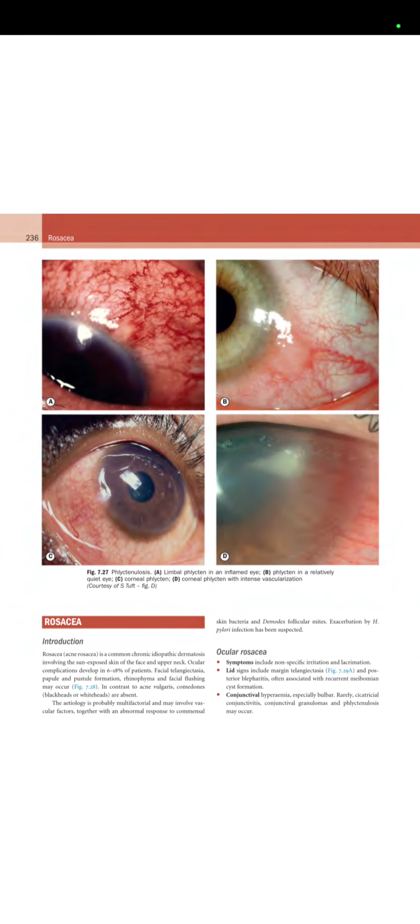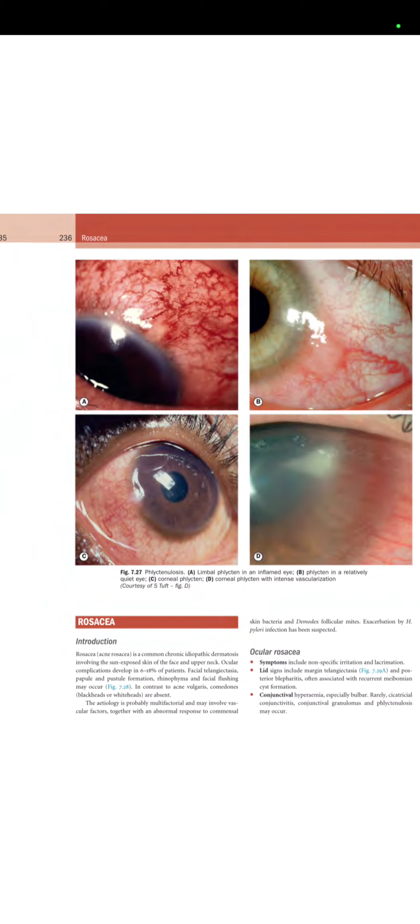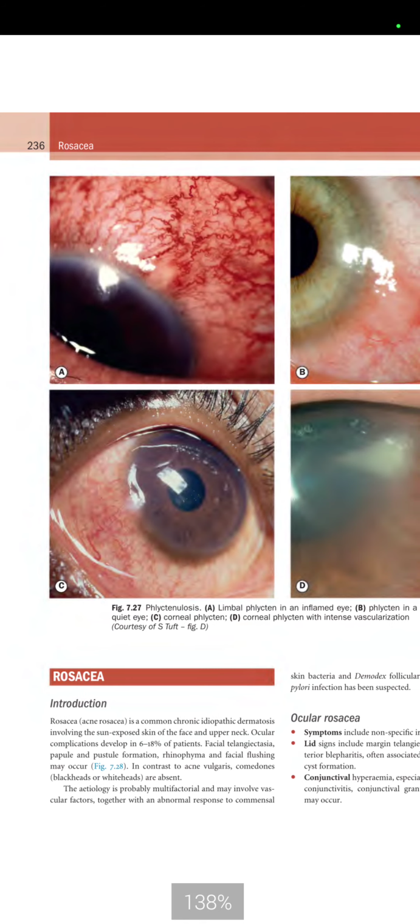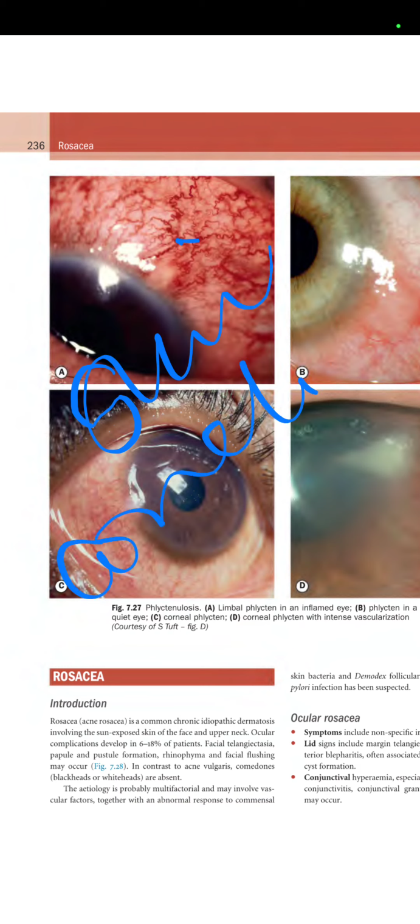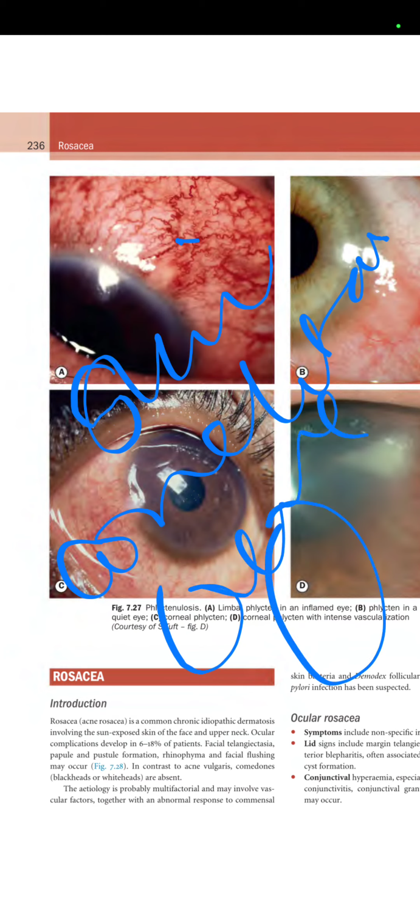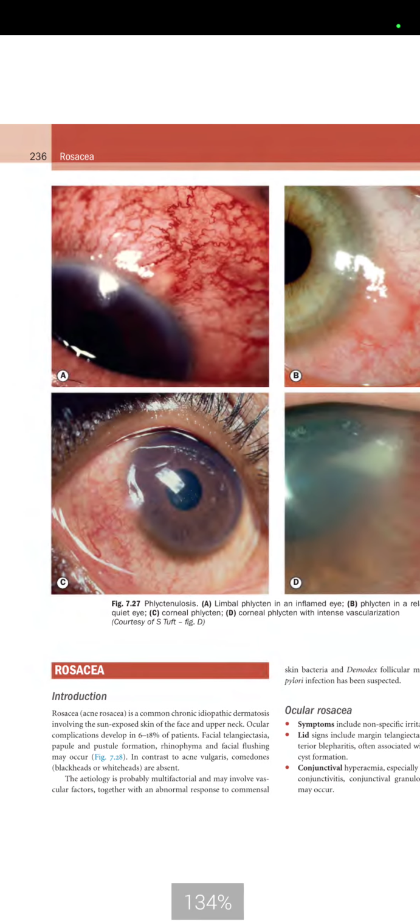Now, as the rosacea is associated with phlyctenulosis, we are going to study it here now. Rosacea. So, rosacea is basically, you can say, a skin condition in which there is a large acne formation on the face and red papule formation, and the patient complains of blepharitis. It can also present with phlyctenulosis. So let's study.